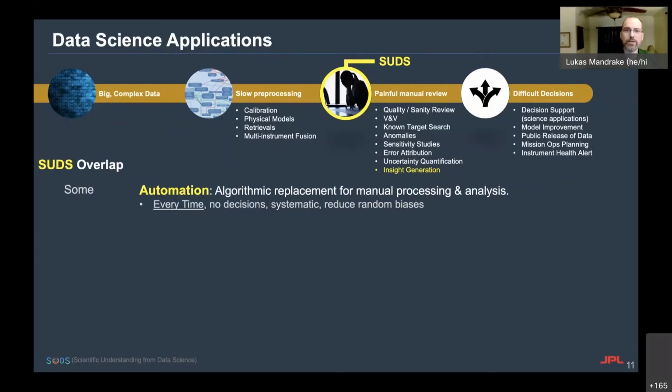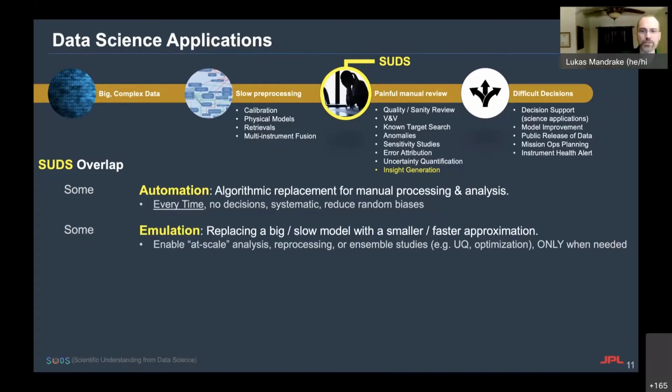Automation is defined by creating an algorithm that happens the same way every time on all data. Working with a data scientist on automation can help reduce random biases and manual procedures and characterize the biases that remain. There is minor SUDS overlap with automation, as data scientists often initially work with a physical scientist to help automate their investigations as a first step of the collaboration.